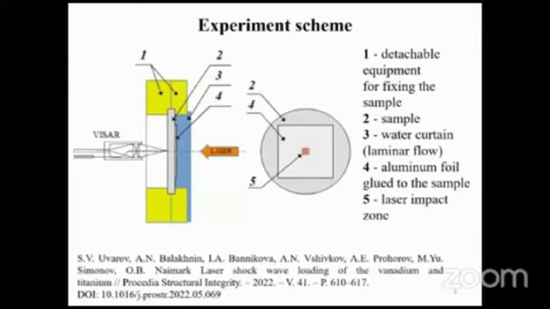The numerical study corresponds to the experimental scheme, which is presented on the slide. Experimental studies were carried out in this article. The components are shown in the figure. Number 1, detachable equipment for fixing the specimen. Number 2, specimen. Number 3, laminar flow of water. Number 4, aluminum foil glued to the specimen. Number 5, laser impact zone.